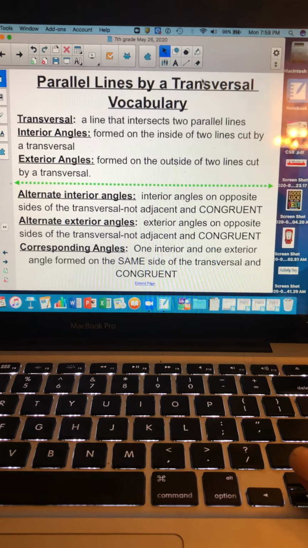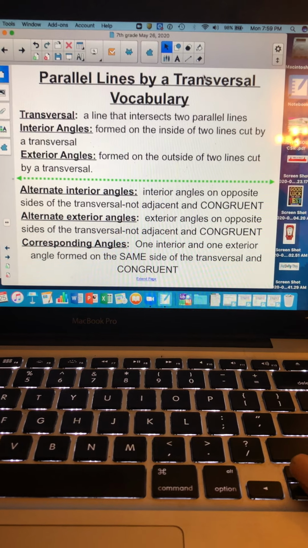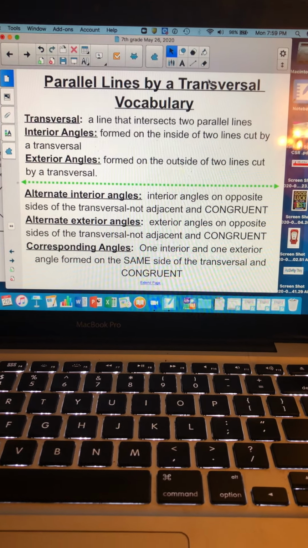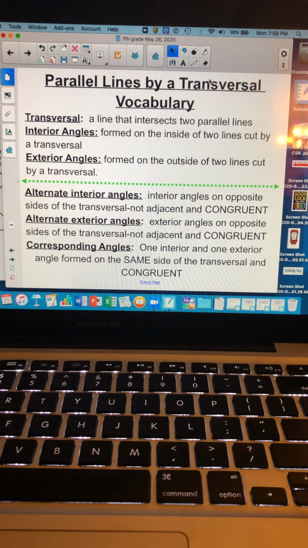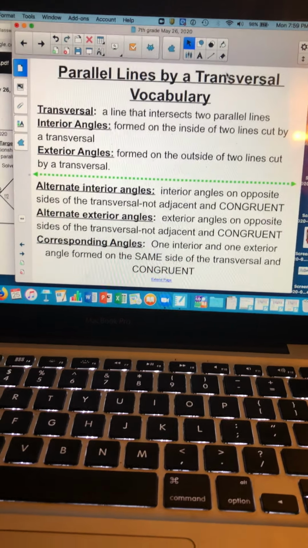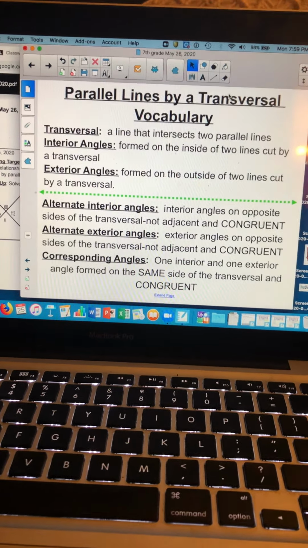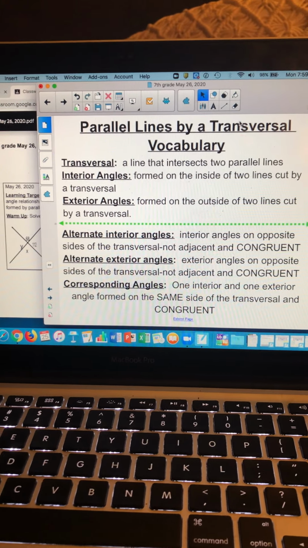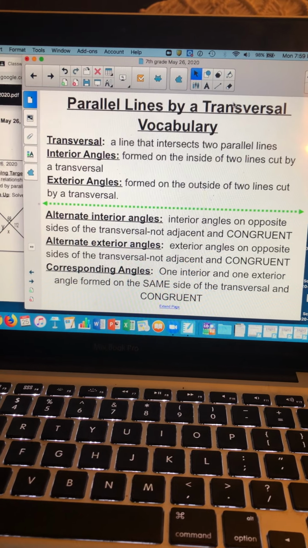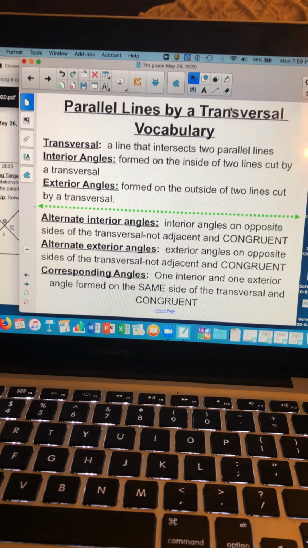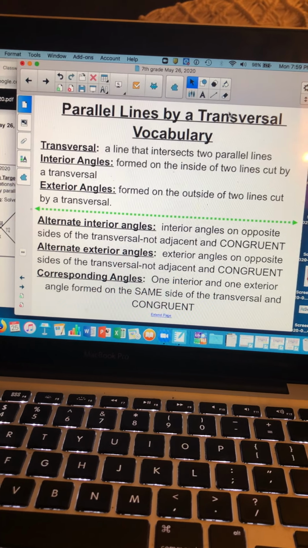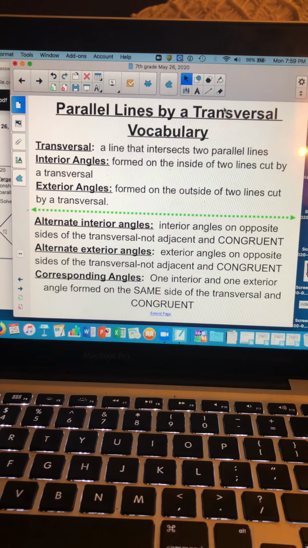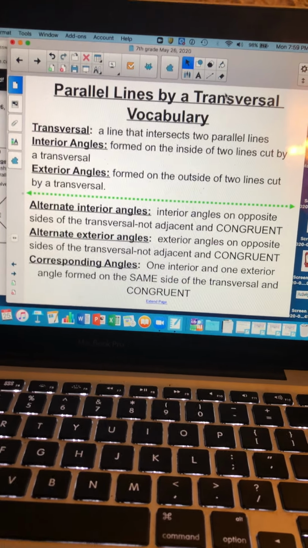Here are some of the vocabulary words we're going to be looking at today. We have the word transversal, which is a line that intersects two parallel lines. We have interior angles, formed on the inside of the two lines cut by a transversal. Then you have its opposite, exterior angles, formed on the outside. I always think of when I hear the word exterior, kind of like exit. When you exit someplace, you're leaving, you're going outside. That helps me remember that. And obviously interior has the word in in it, so that's a little easier to remember.